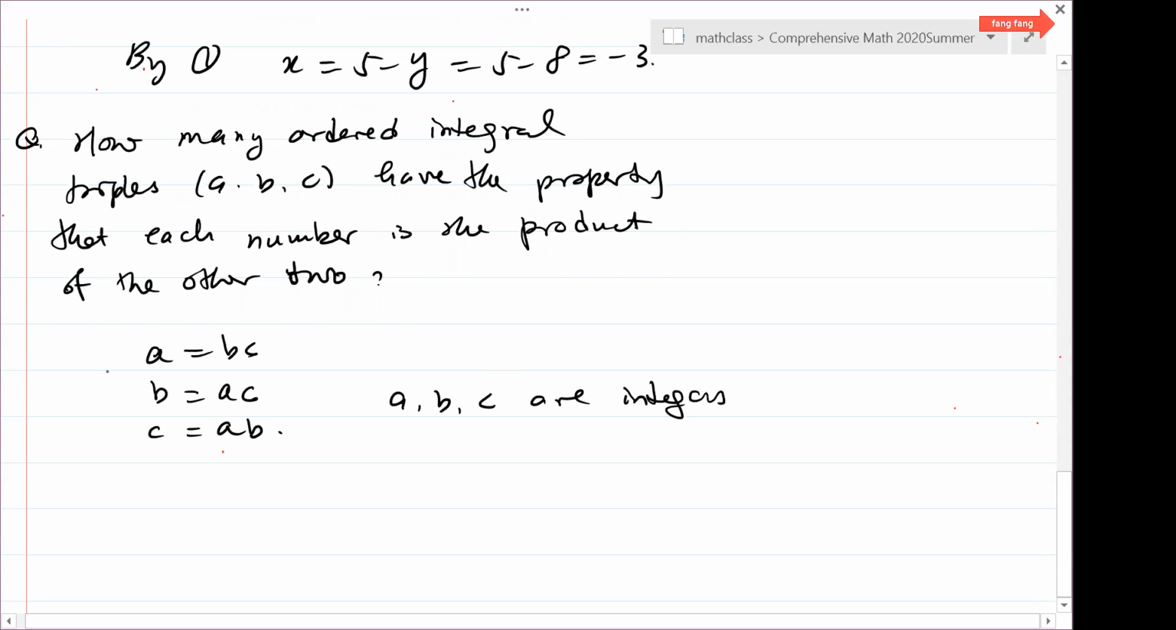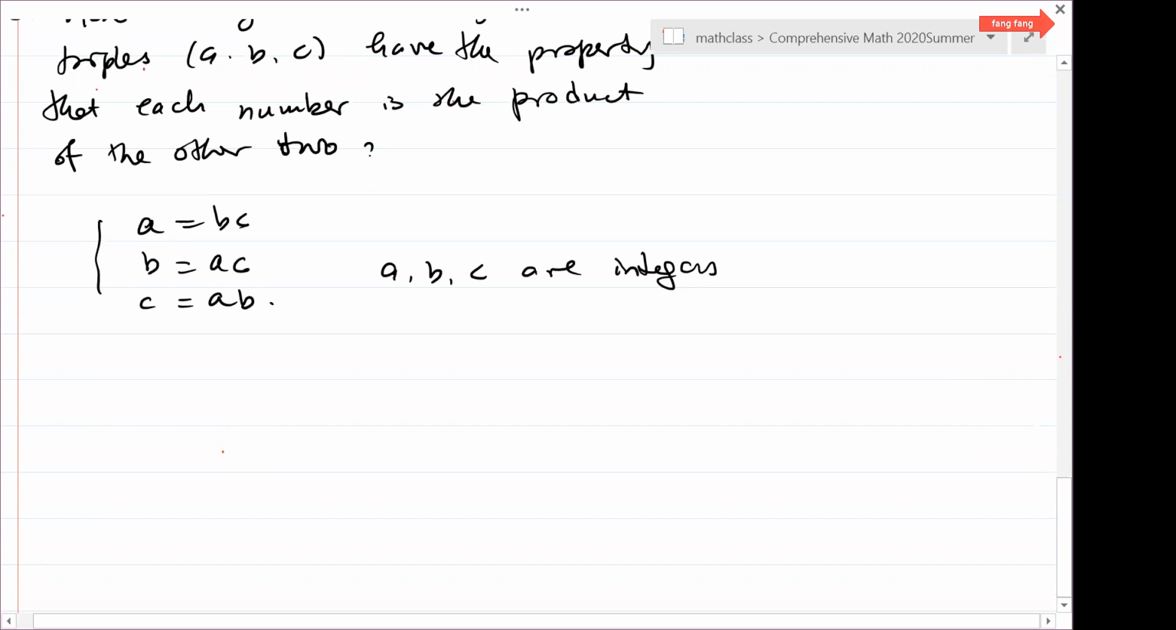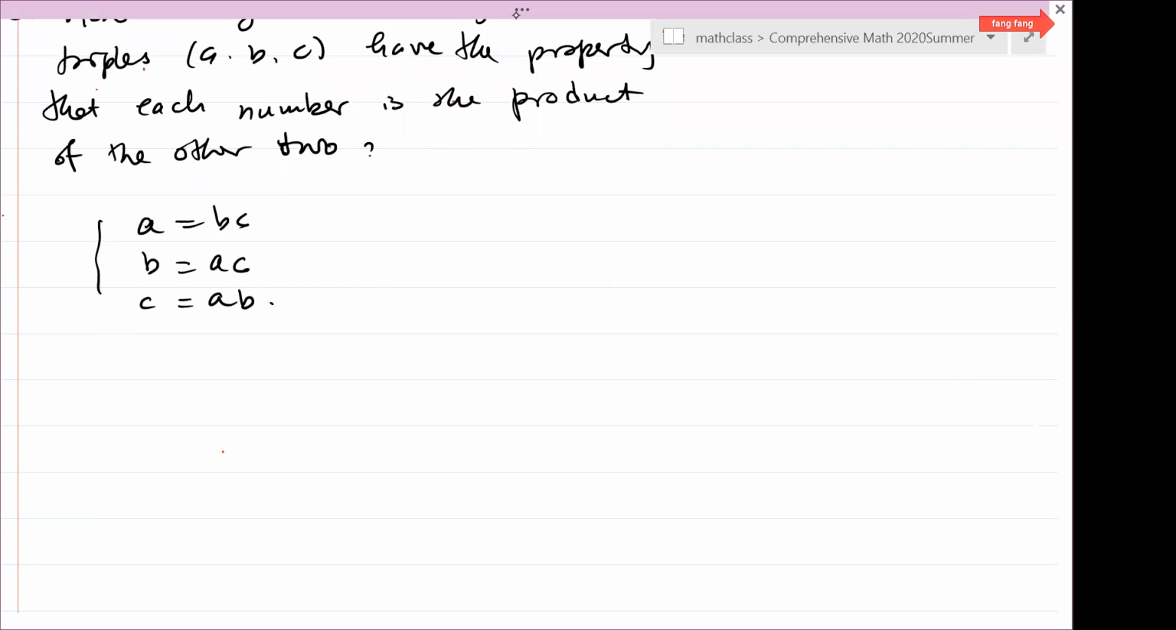Okay. Now, so we have a system of 3 equations. They're not linear equations this time. It's not like A equals B plus C, B equals A plus C. It's a product. Well, let's try to solve it. Those numbers must be integers, but I don't think we need even to assume that at the very beginning. Okay, you end up with those integer solutions.